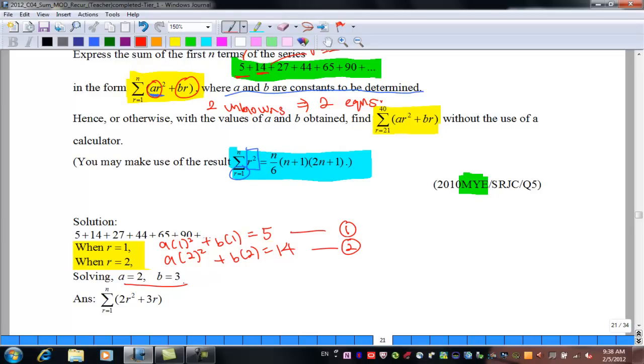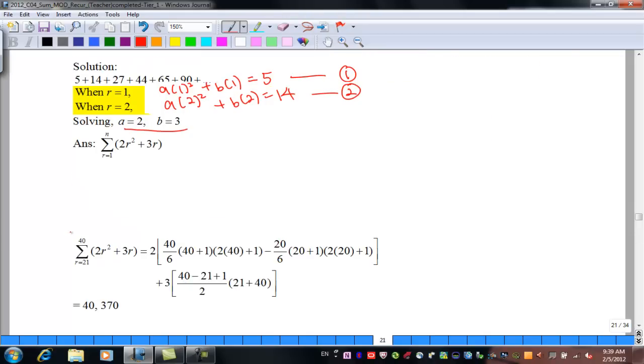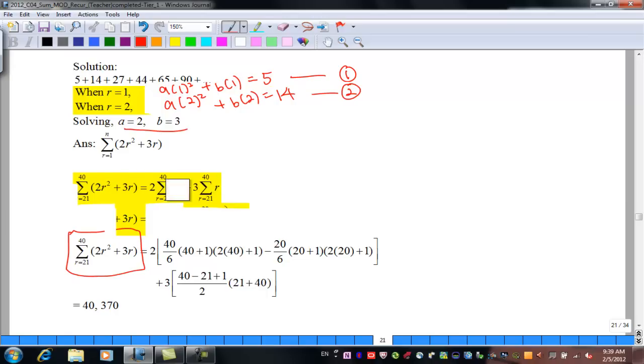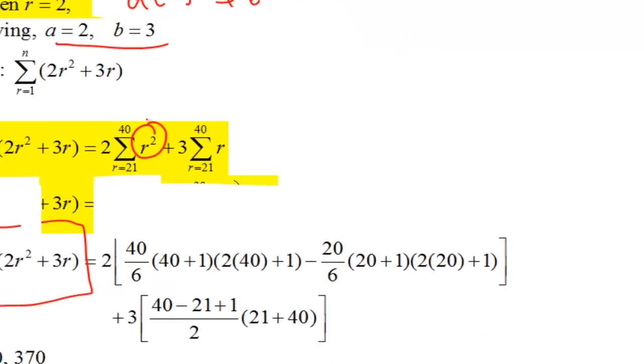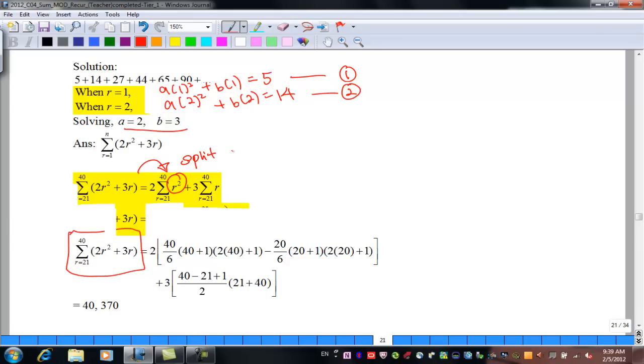Now hence or otherwise, with the values of a equals 2 and b equals 3, we are going to look for the sum from r equals 21 to r equals 40, which is exactly the sum over here. So we are interested in evaluating this sum. Recall earlier that I said that we are going to have to use the formula on r squared. So this means that I'm going to actually have to split my sum. Please make a note as you copy that we are in fact going through the process of splitting the sum. And hence we can apply a formula.